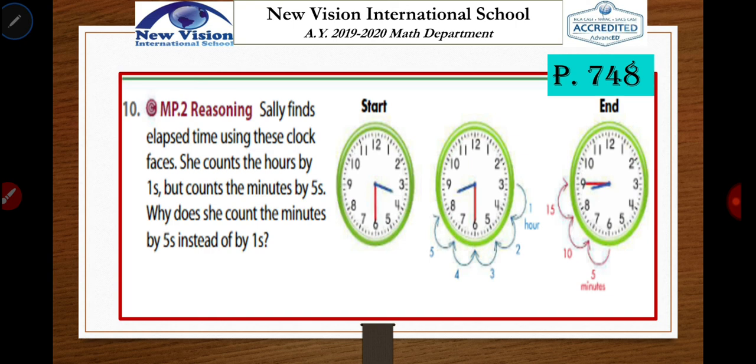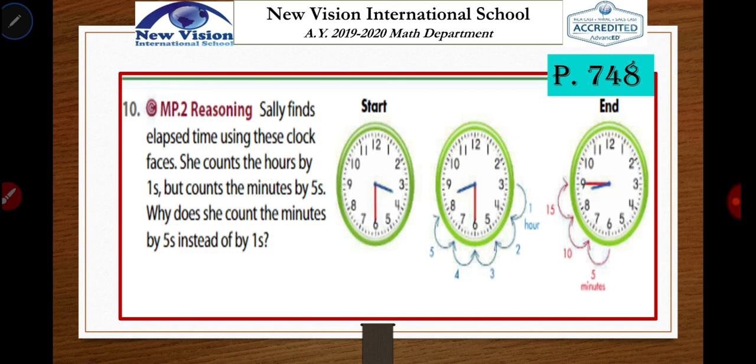Next, number 10. Sally finds elapsed time using these clock faces. She counts the hour by ones, but counts the minutes by fives. Why does she count the minutes by fives instead of by ones? Okay, do you have now the answer?